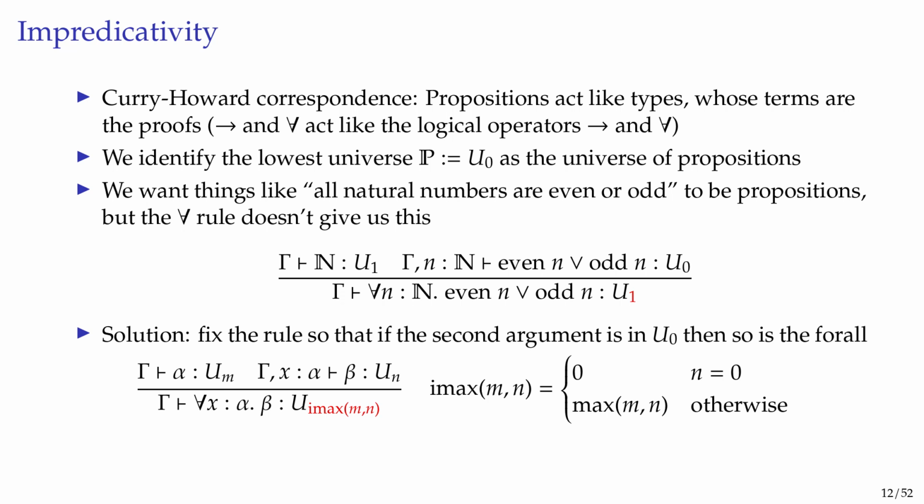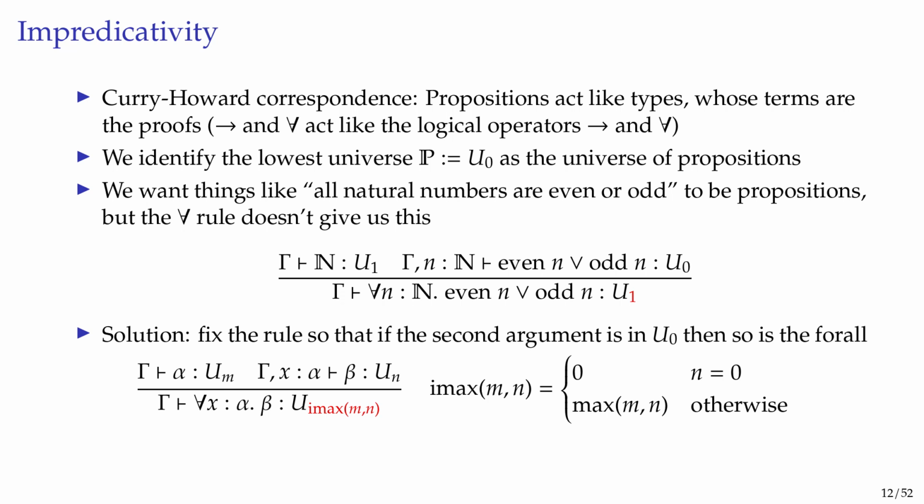Now, we would like to use this typing mechanism also to encode propositions. So we will reuse arrow and for all as the logical operators. That's actually why I've been writing them as arrow and for all here. So we can use them both as dependent function types, but also as the quantifier for all x some property holds.